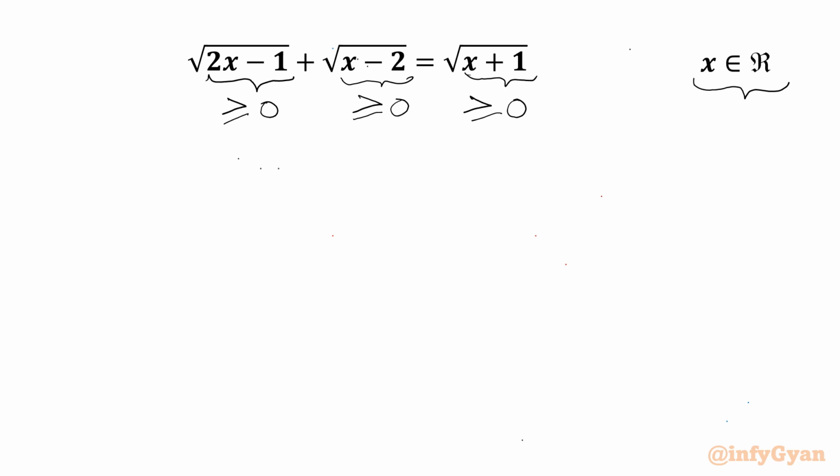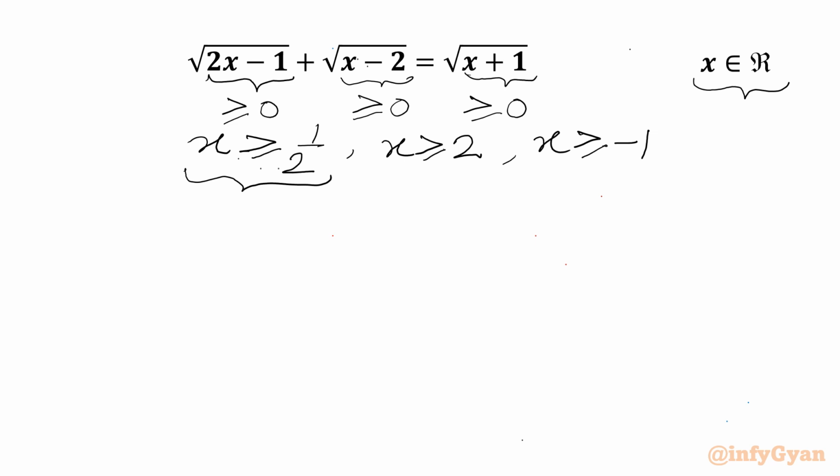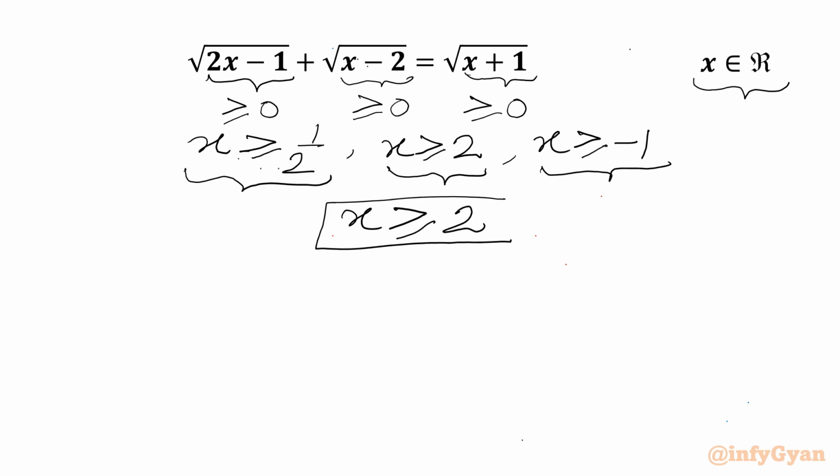So from the first condition, I can write x must be greater than or equal to half. From here, x must be greater than or equal to 2, and x must be greater than or equal to -1 from here. Now we have to consider the intersection of these three conditions. So we will conclude x must be greater than or equal to 2. x cannot be less than 2. I will solve this question in two ways.